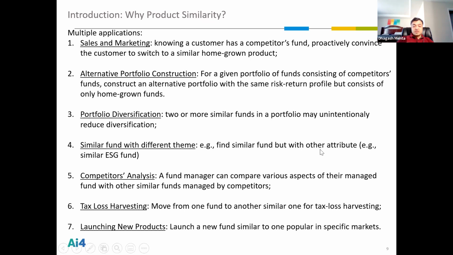Another fourth application is, say, you can come up with some similar funds to the one you already have, but with a specific theme. For example, ESG, the environment, social, and governance group. Okay? So you can tweak this fund similarity tool, which can give you some thematic funds which are similar to the existing ones.